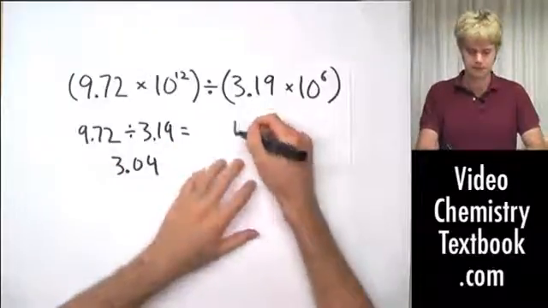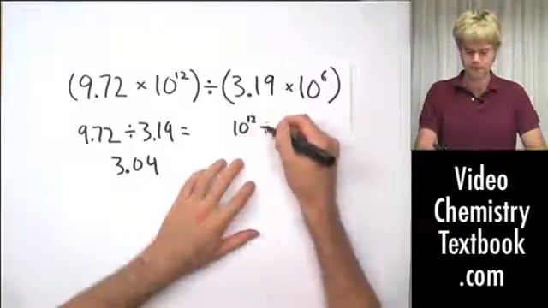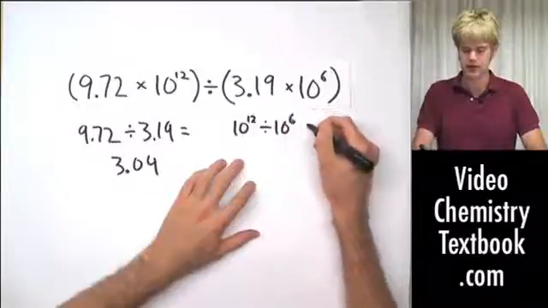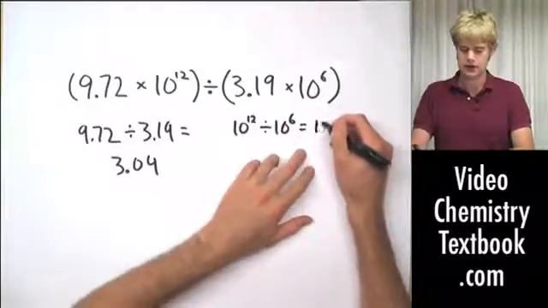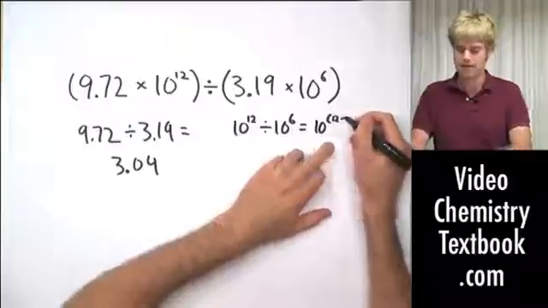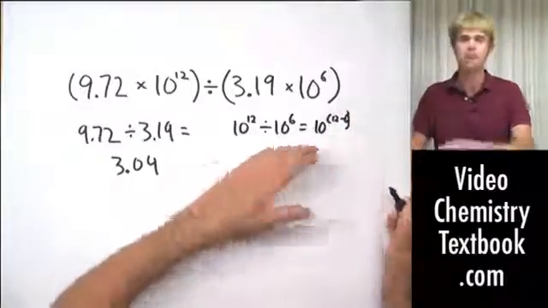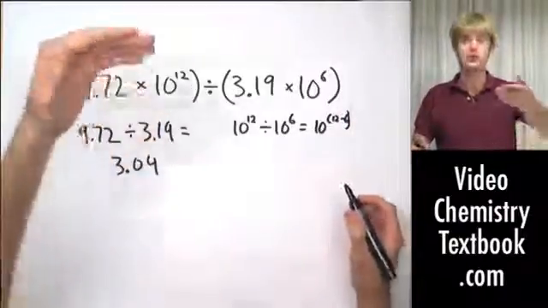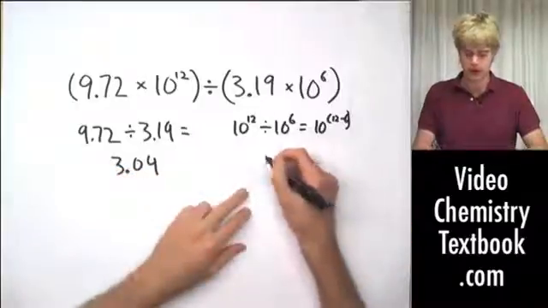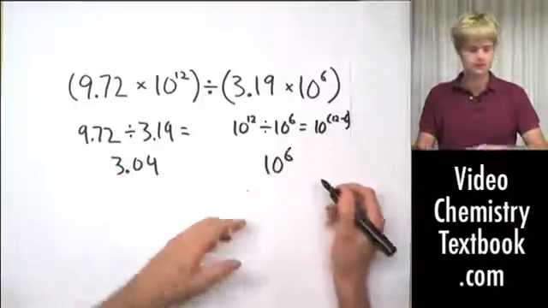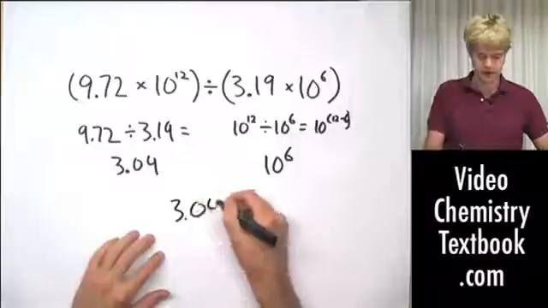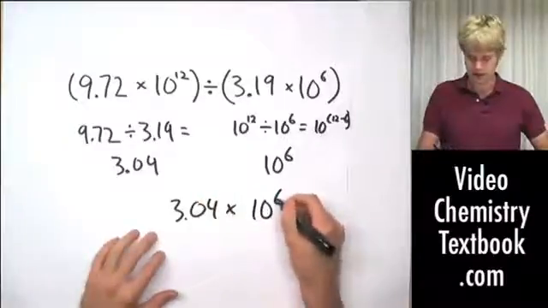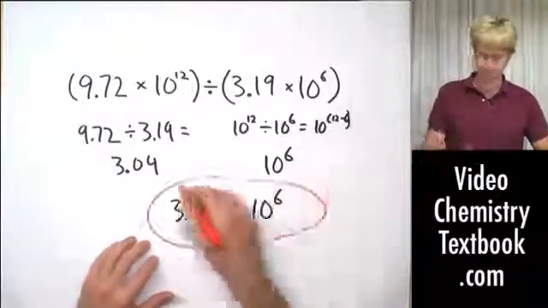The second part, 10 to the 12th divided by 10 to the 6th equals 10 to the 12 minus 6, because it's division. We subtract the exponents. So I'm going to get 10 to the 6th. So our final answer here is 3.04 times 10 to the 6th.